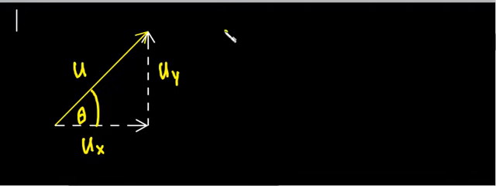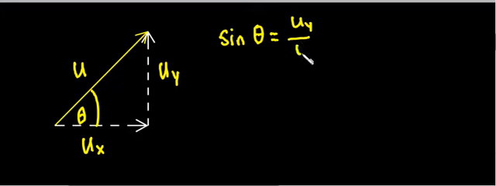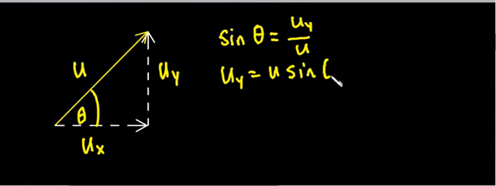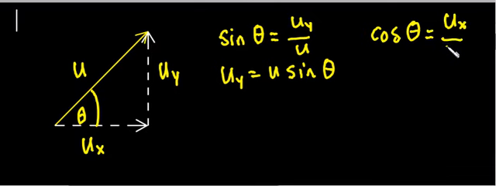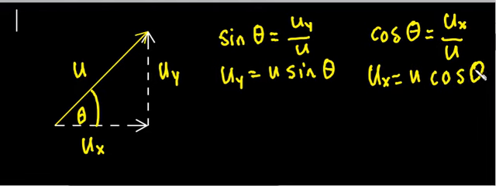So writing that down, we have sine theta is equal to uy divided by u. Rearranging the equation, we have uy is equal to u sine theta. On the cos of that angle, we have cos theta is equal to the adjacent, which is ux, divided by u. Rearranging, we have ux is equal to u cos theta.